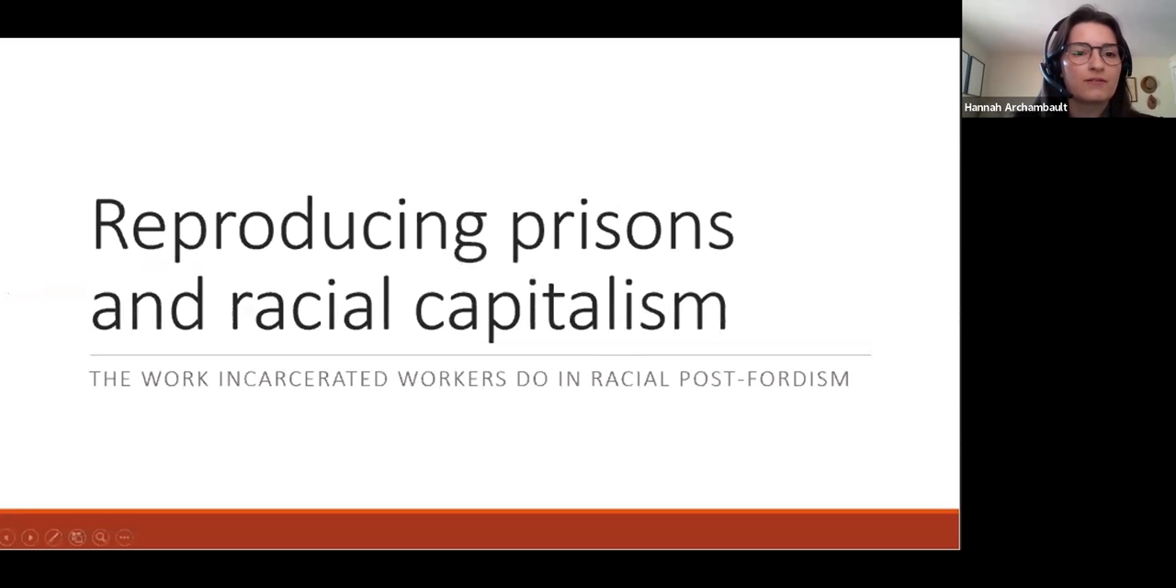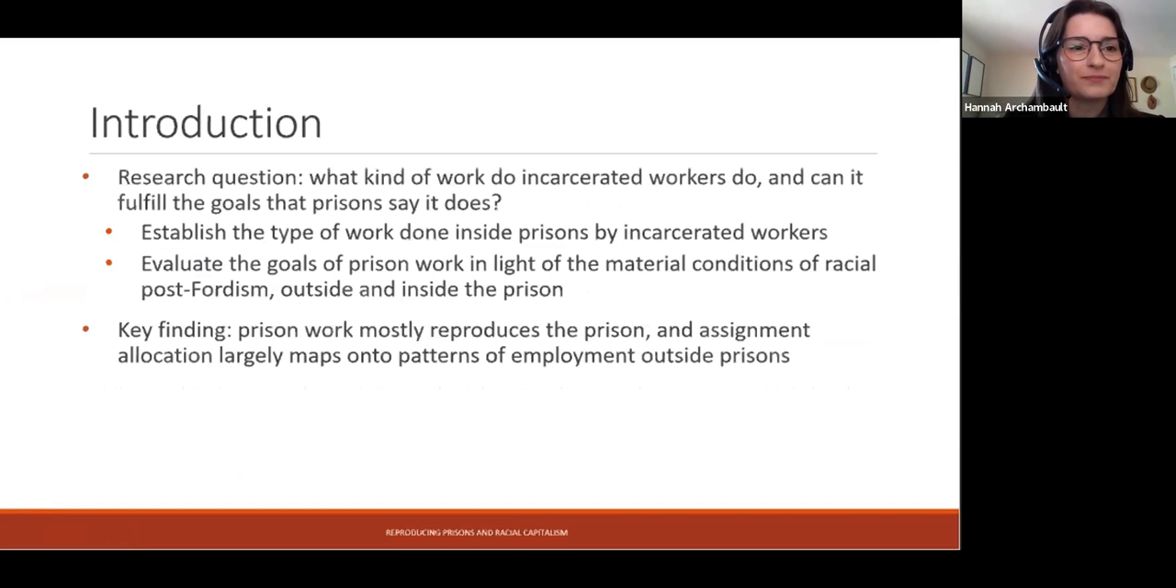So I'm talking about reproducing prisons and racial capitalism, and identifying the work incarcerated workers do in racial post-Fordist capitalism. There's a lot of overlap between all of our papers here, so it'll be interesting to talk about them all at once. My research question is part of a bigger project called Prison Work, Work Ethic, and Social Control. So this is just the first part of it. The research question for this part is, what kind of work do incarcerated workers do? And can this work fulfill the stated goals of prison work as it's described by the prison apparatus and its arbiters?